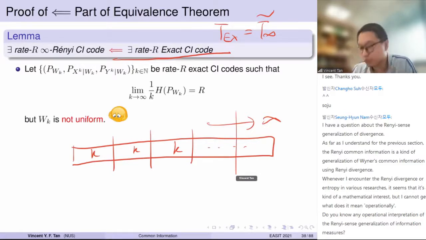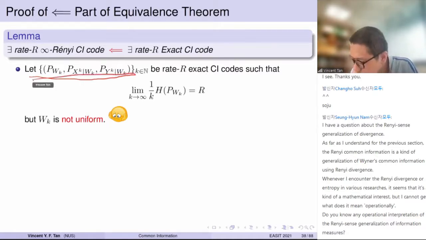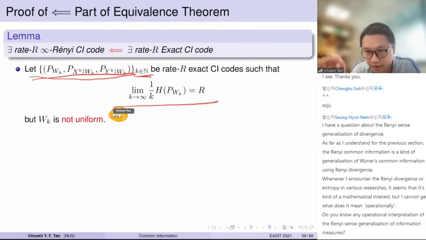Now, people who do information theory use this all the time. When do people use this? What is it called? Markov method or something like that in relay channels. So anyway, let's create a rate r exact common information code. This is a sequence of them indexed by k, as I mentioned, such that you have the desired rate. So this is the code that you're given.